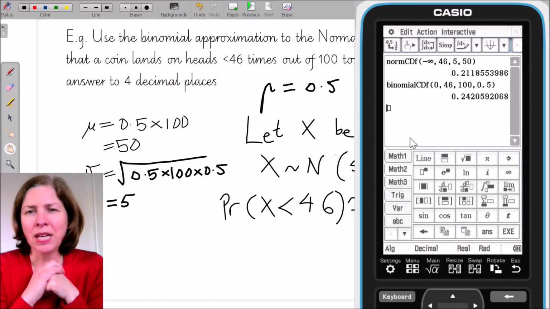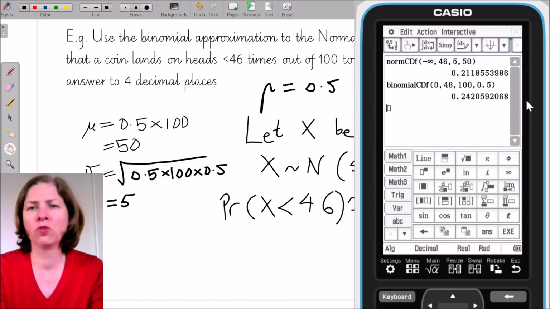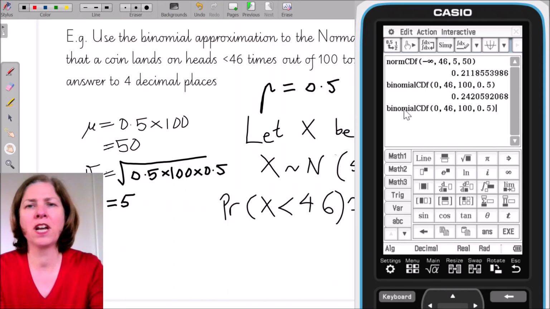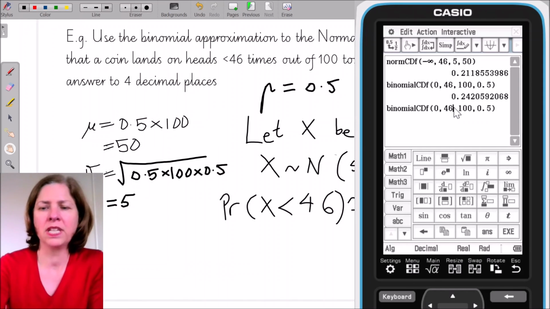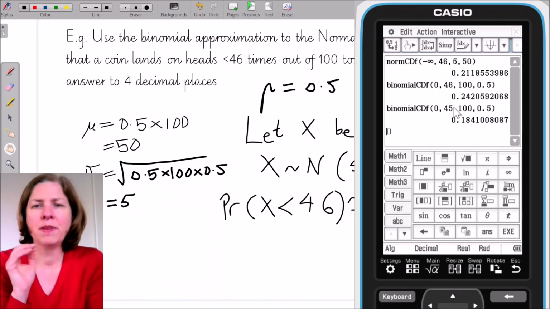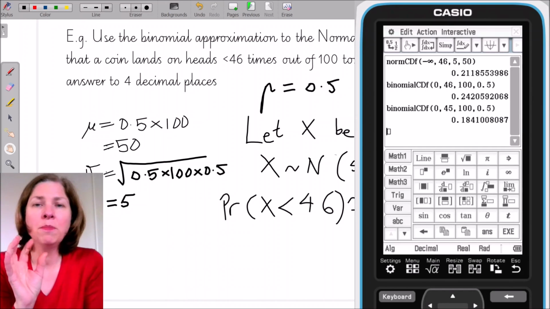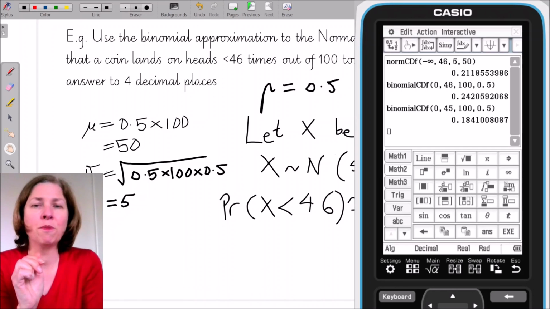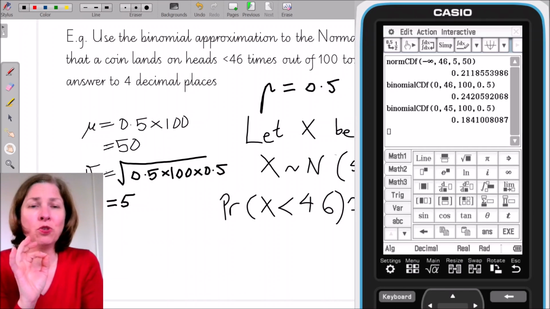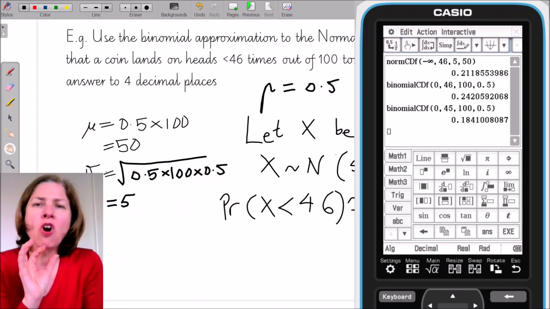Now those answers are pretty similar. 0.2421, it's a little bit big, but if I change my upper boundary from 46 to 45, I'm now 0.1841. So the normal answer gave me something in between 45 and 46, and that's got a little bit to do with the fact that less than 46 for binomial actually means 0 to 45, but less than 46 for normal means everything right up to and including a smidge less than 46. So it's not going to give us the exactly correct answer. But you can see that it's quite close.